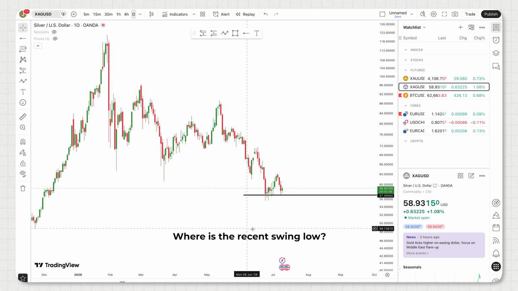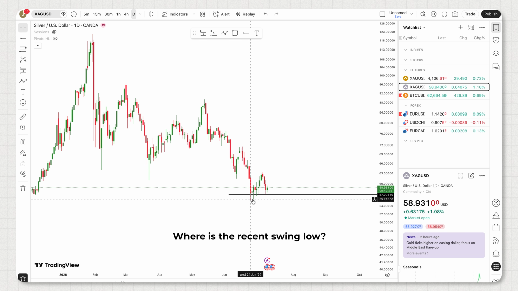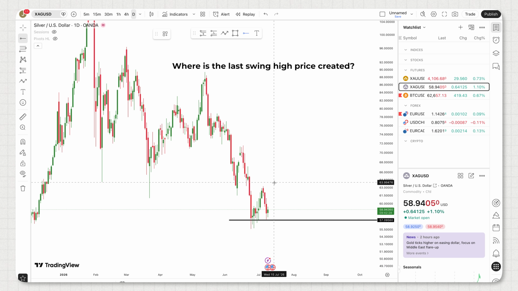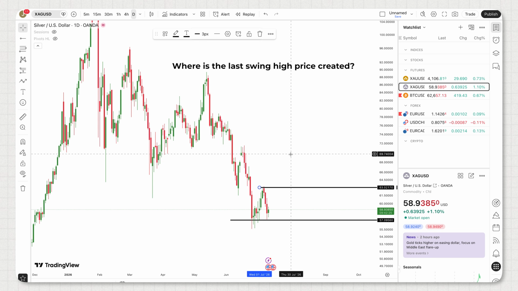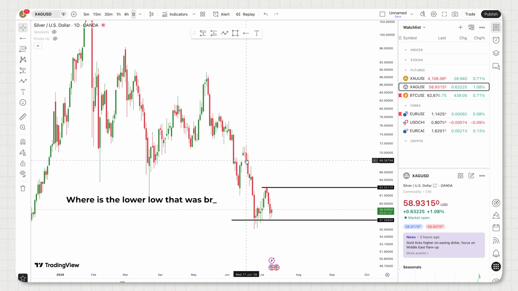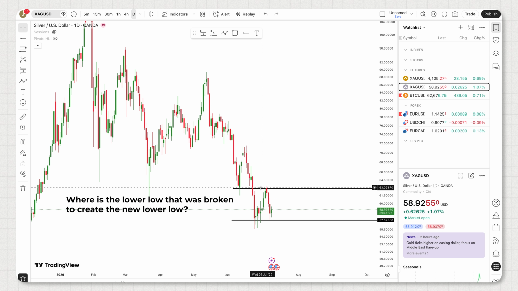So after that, let's figure out the last swing low that price has created. This is the last swing low price has created. Then figure out where is our current swing high that price had created. This is the current swing high that price has created, right? Because we have a low, we have a high, we have a lower low, we have a lower high. So we have our swing low, we have our swing high. Then we have to figure out where is the last lower low that price broke while creating this movement. This is the last lower low that price broke while creating this movement.